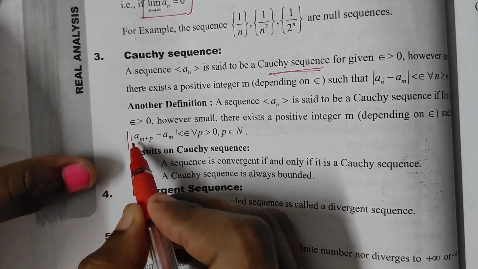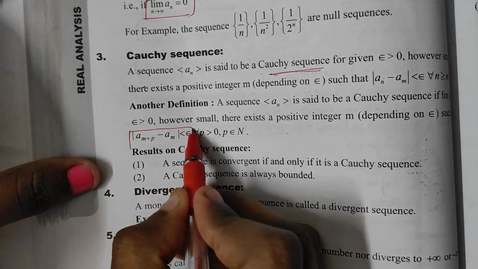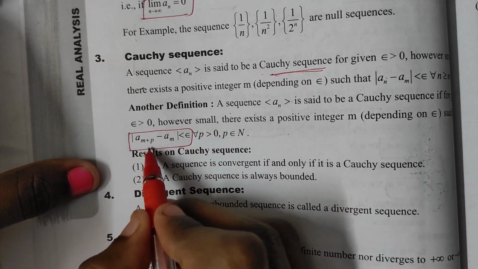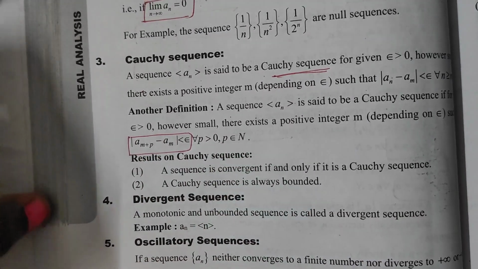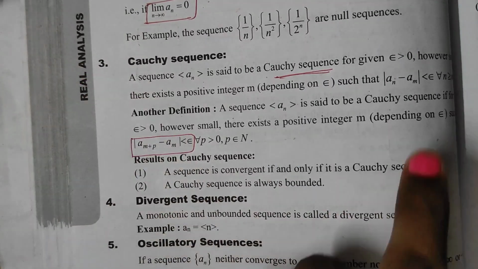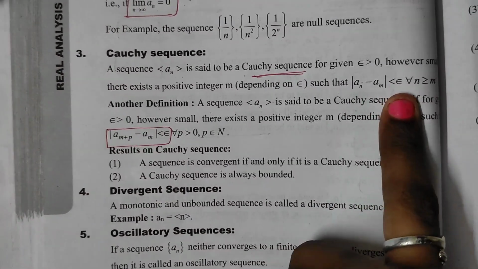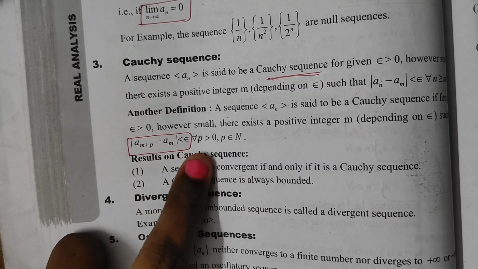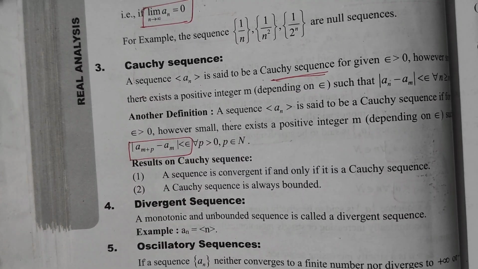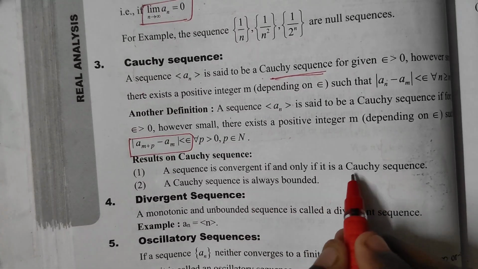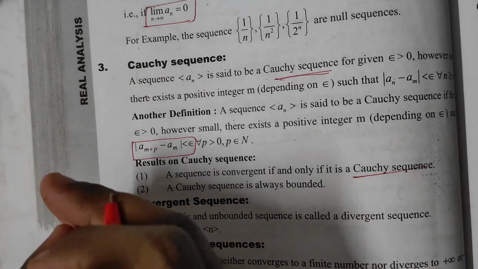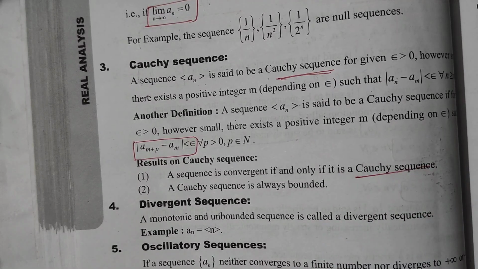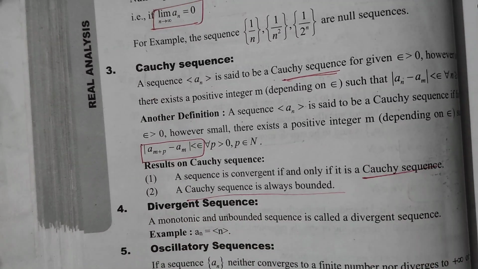The modulus of a_{m+p} minus a_m is less than epsilon, for p greater than 0, p belonging to the natural numbers. Understood? So here, a_n minus a_m is less than epsilon, or the modulus of a_{m+p} minus a_m is less than epsilon, also you can say. A sequence is convergent if and only if it is a Cauchy sequence. Every convergent sequence is a Cauchy sequence. A Cauchy sequence is always bounded.